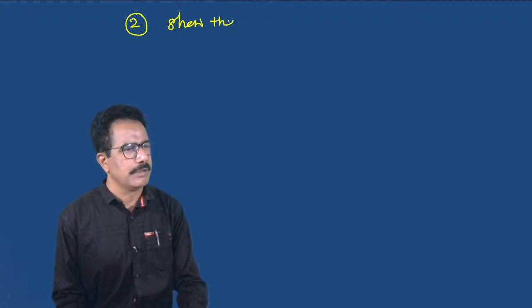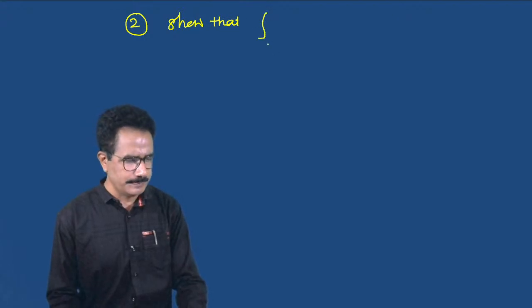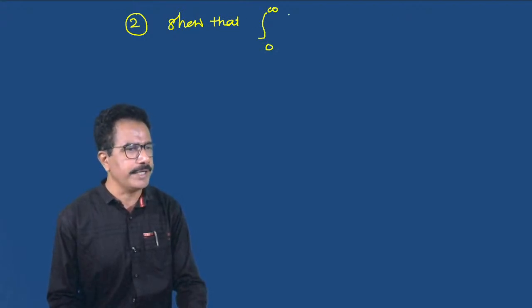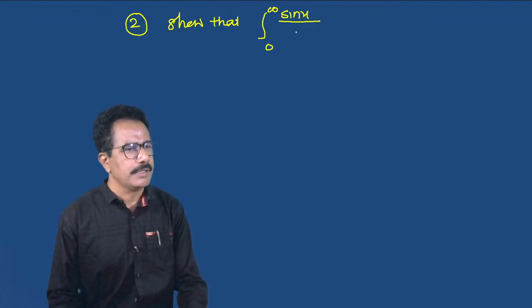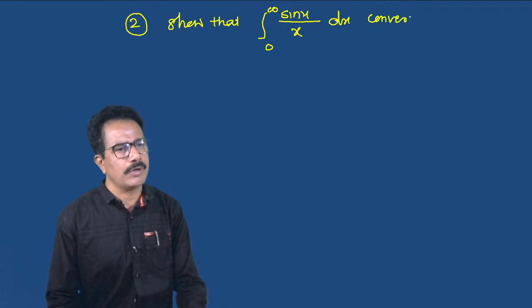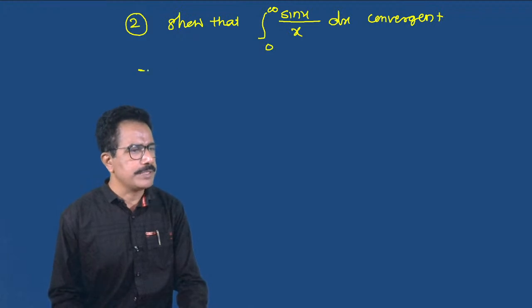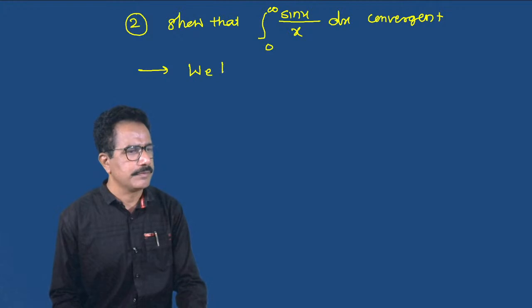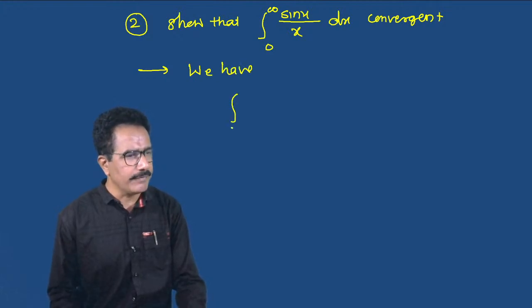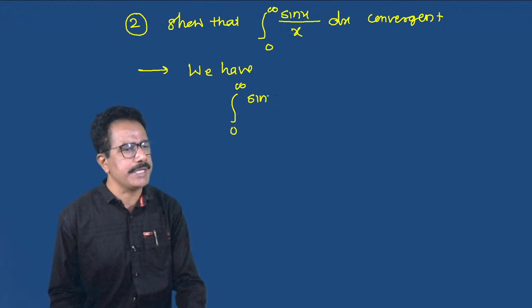Second example, show that integral from 0 to infinity sin x divided by x dx is convergent. Okay. Now see this. We have integral from 0 to infinity sin x divided by x dx.